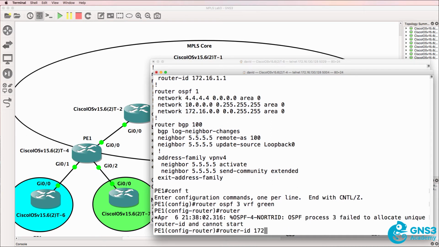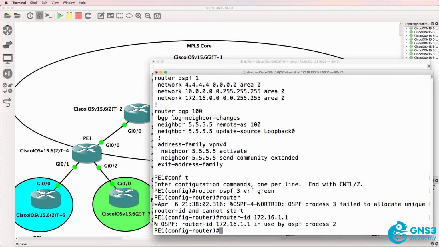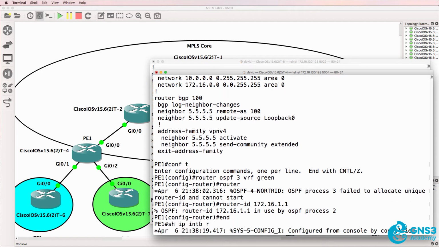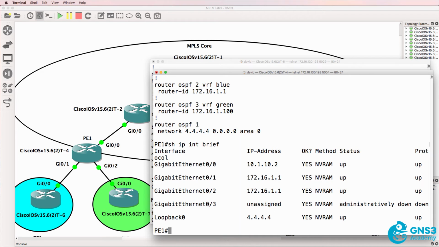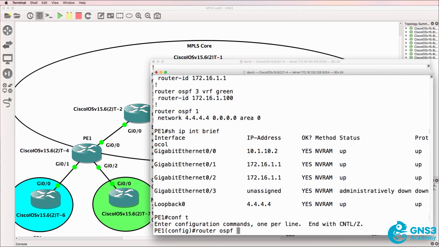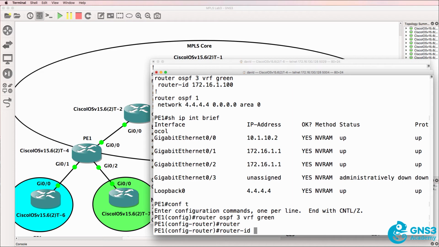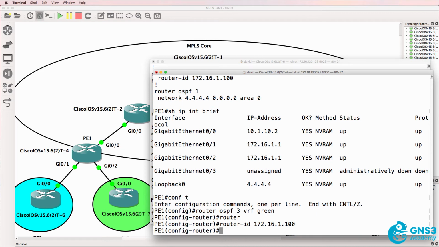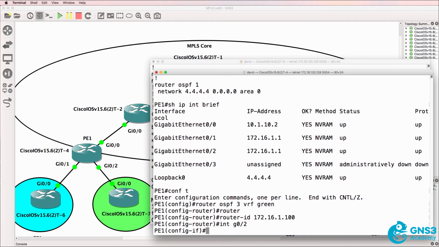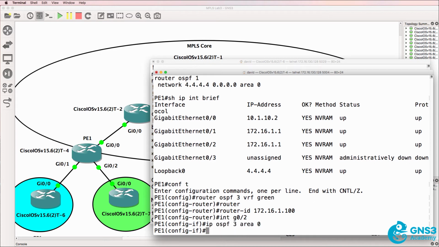Router ID 172.16.1.1. Now notice we're told that that's already in use. So the router is complaining because this IP address is already used by the blue VRF. So what we could do now is manually configure a separate router ID. And I'll just pick a number such as 172.16.1.100, even though that IP address isn't configured on the router. We need to then go on to the gigabit zero interface and type IP OSPF 3 area 0.